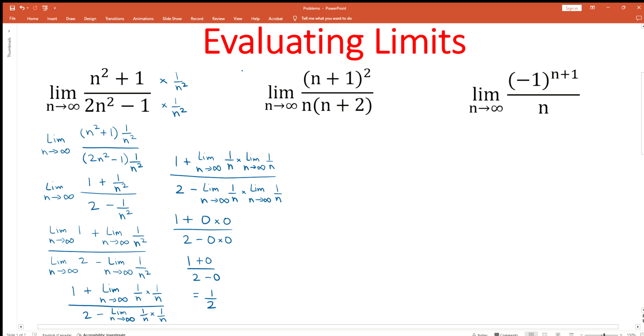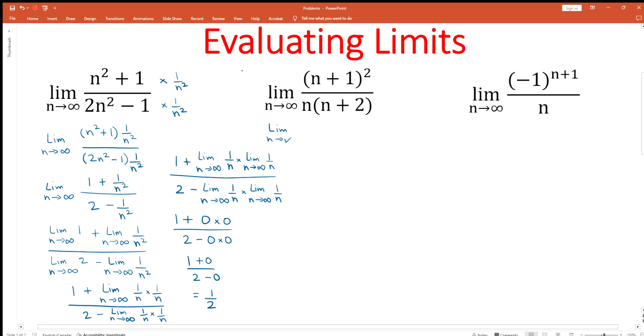Now we can evaluate the second limit. Limit n approaches infinity, n plus 1 square over n times n plus 2. This is a rational expression because we have a polynomial expression in the numerator and a polynomial expression in the denominator. The first step is to simplify these polynomial expressions. We should expand the terms in the numerator and denominator.